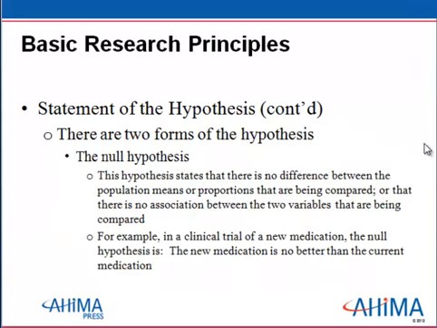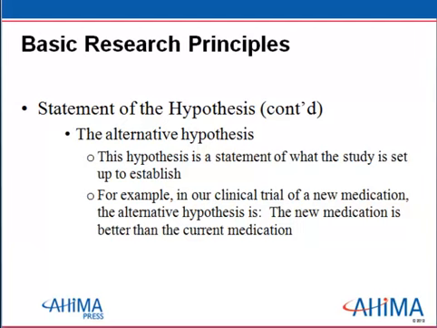There are two forms of the hypothesis. The null hypothesis states that there is no difference between the population means or proportions being compared, or that there is no association between the two variables being compared. For example, in a clinical trial of a new medication, the null hypothesis is the new medication is no better than the current medication. A detailed discussion of null hypothesis is going to be covered more in Chapter 13.